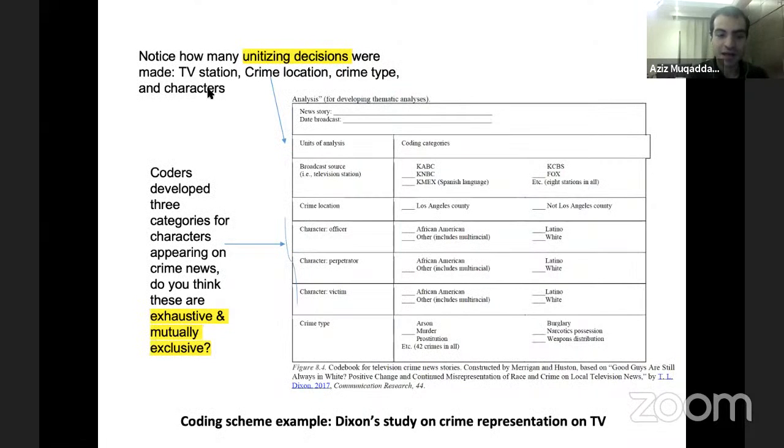So here is an example of what a coding scheme looks like. Let's see how much time we have. Okay.